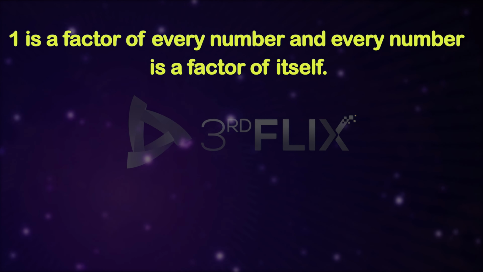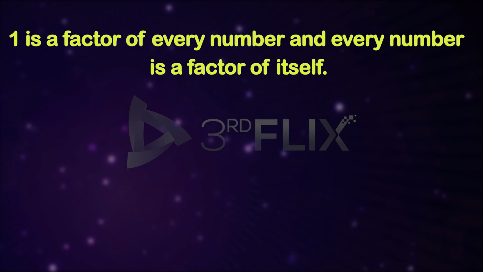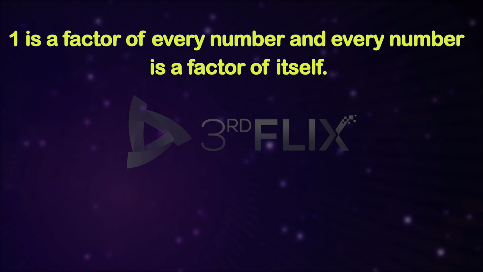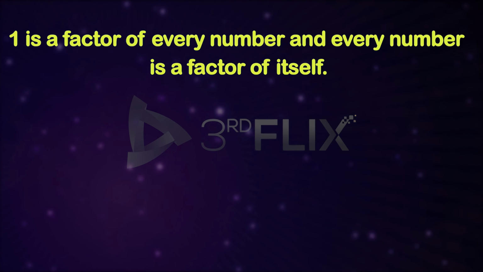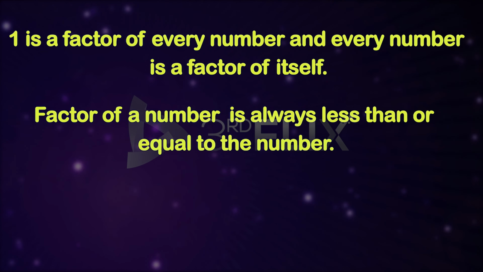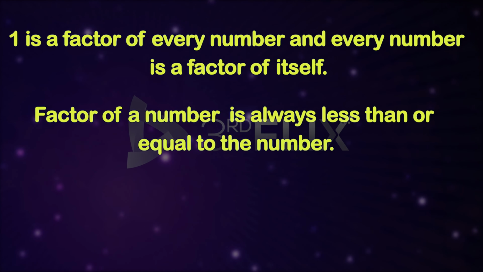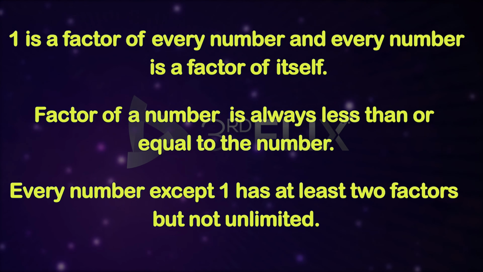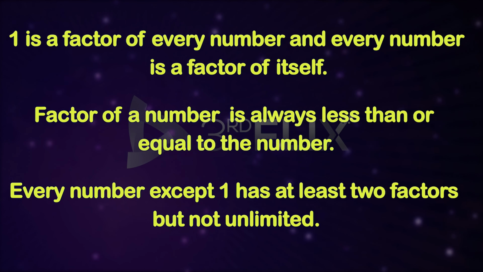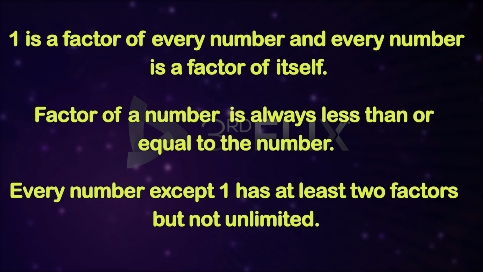1 is a factor of every number and every number is a factor of itself. Factor of a number is always less than or equal to the number. Every number except 1 has at least 2 factors but not unlimited.